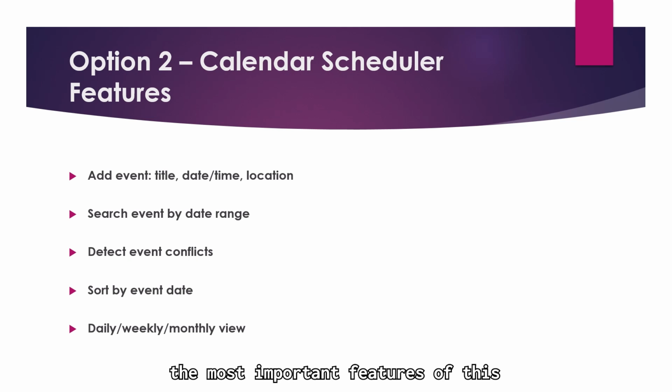One of the most important features of this project is to detect event conflicts. If two events are scheduled for the same time, the system should notify the user. You will also need to sort events by their date so users can see them in chronological order. Finally, the ability to view events in different formats, daily, weekly, or monthly, will add a lot of versatility to your calendar.